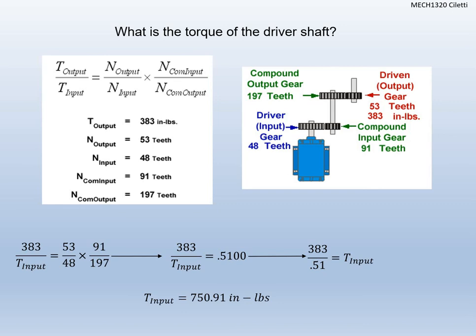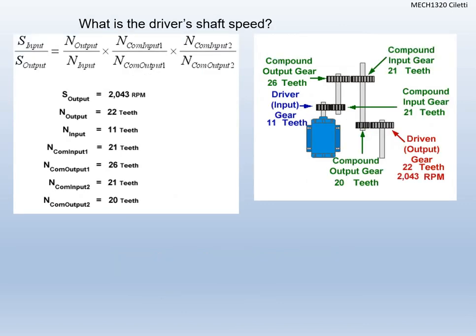We're going to run through a couple more examples here and then we'll be done. But what is the driver shaft's speed? What's the difference in this problem versus the last two? Notice that there are two sets of compound gears instead of one. So you must include them in the ratio. This system has more compound gears. Everything else, the setup is the same.